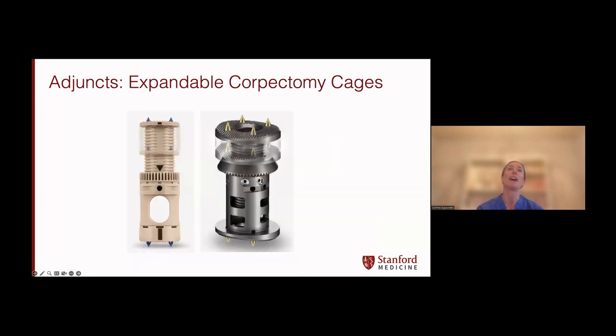And we do have both PEEK as well as metal options for these expandable cages. If I am doing these cages for metastatic cancer, because I know these patients are oftentimes going to have poor bone and have had radiation before or after surgery, I like to use cages that have good spikes that can really get into the bone.